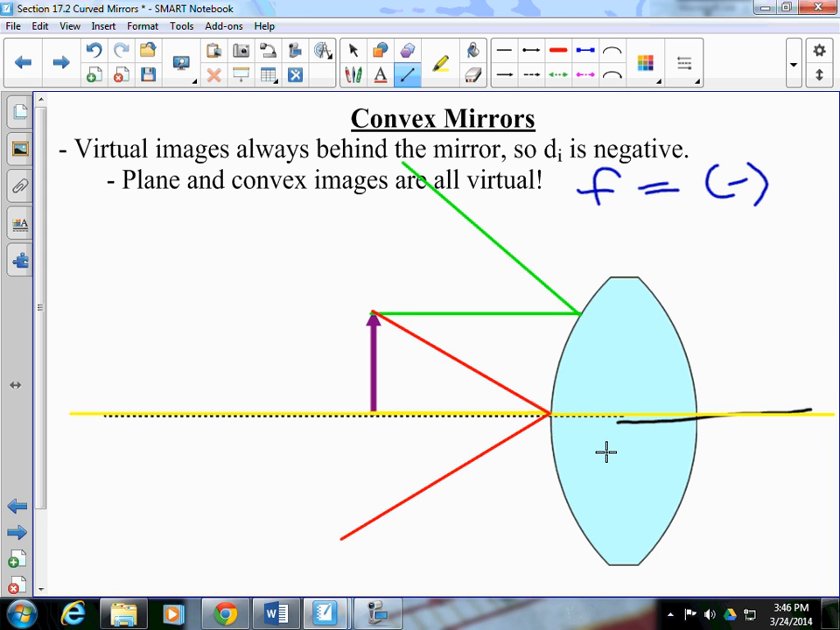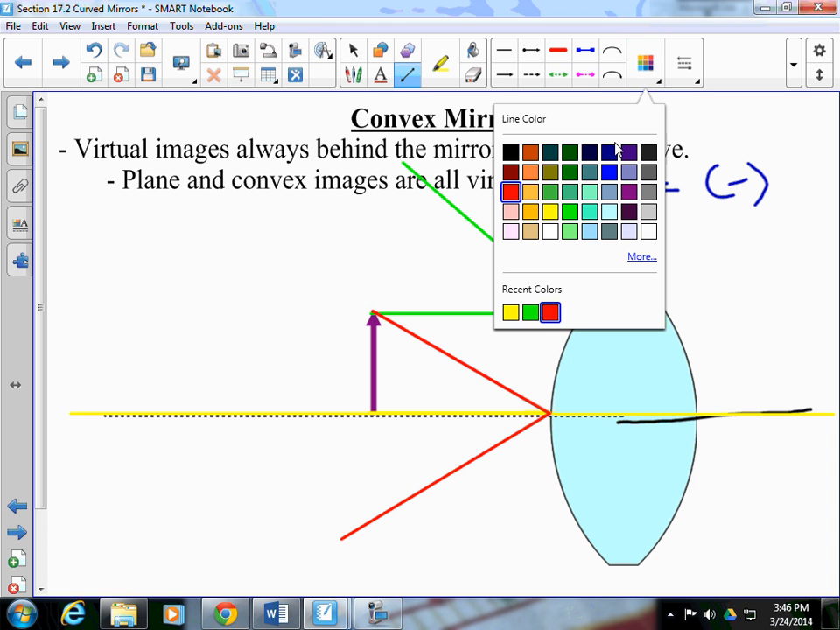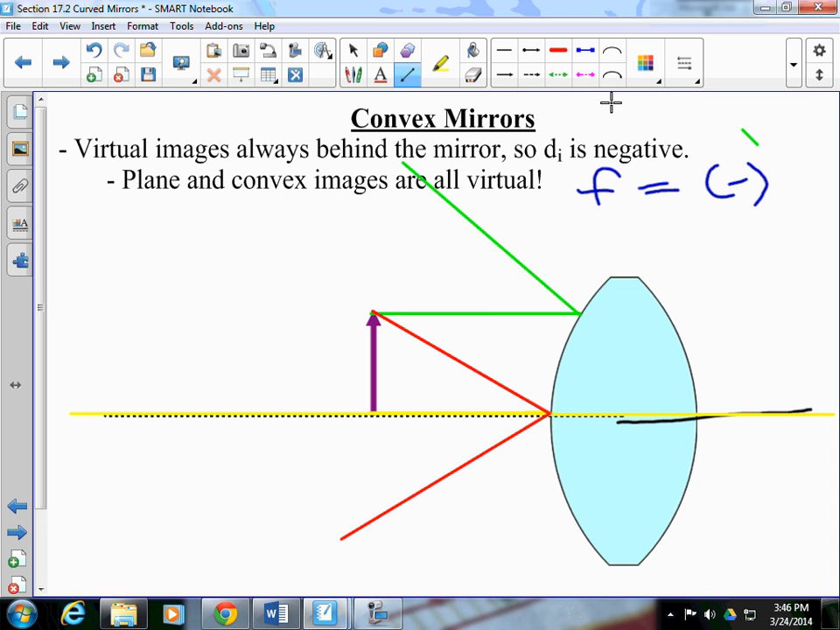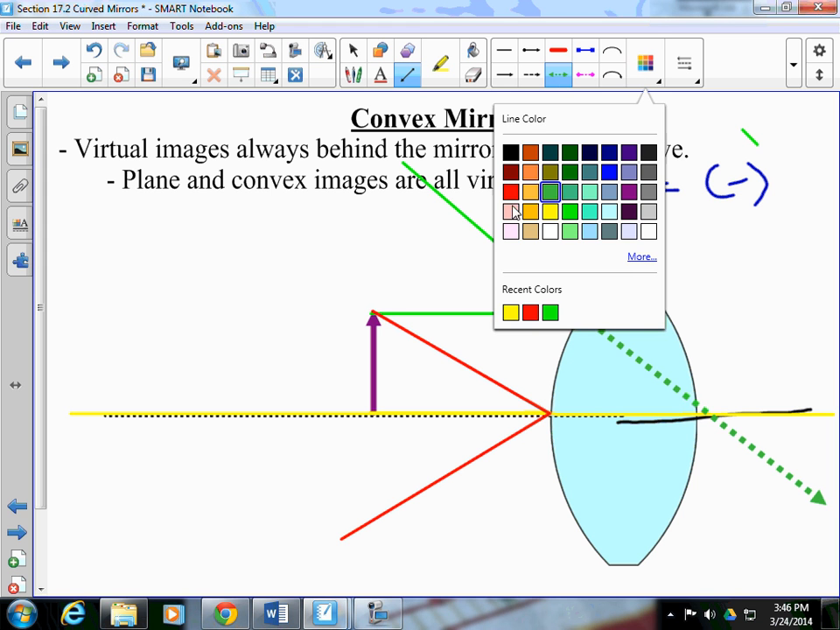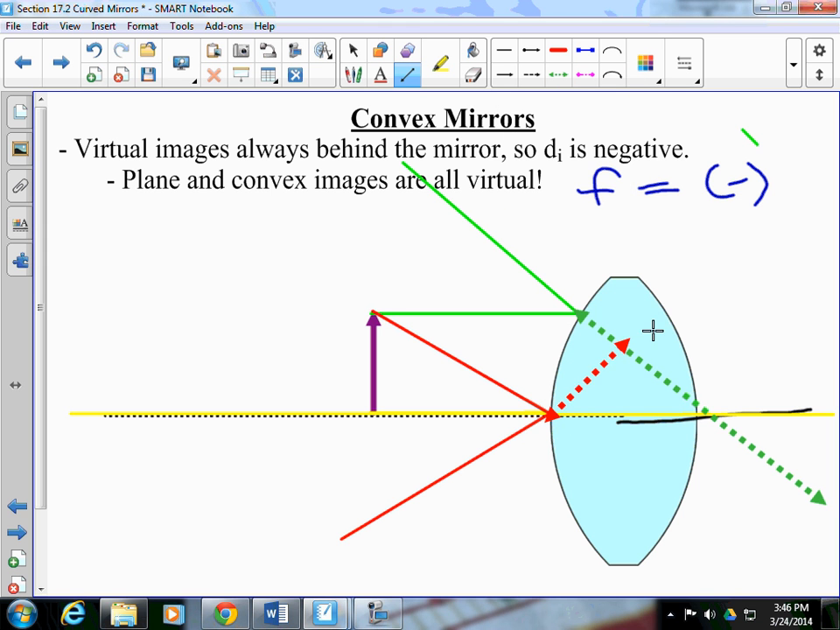Now, what are we going to do? We have to retrace our steps. We are going to have to take this green and extend it out backwards like this. My diagram's not the best. Sorry, my mirror is too large. Extend it like this. And let's extend my red line out backwards like this.